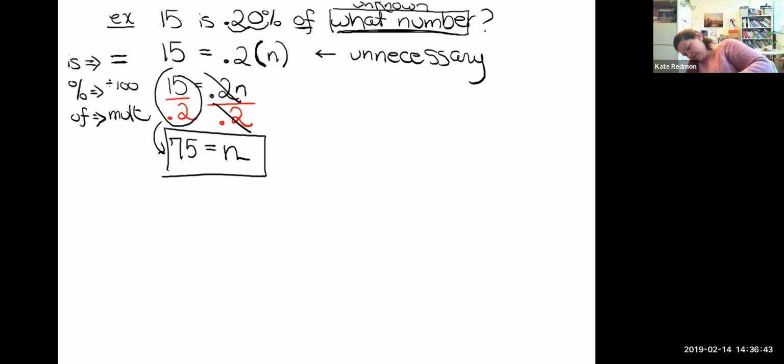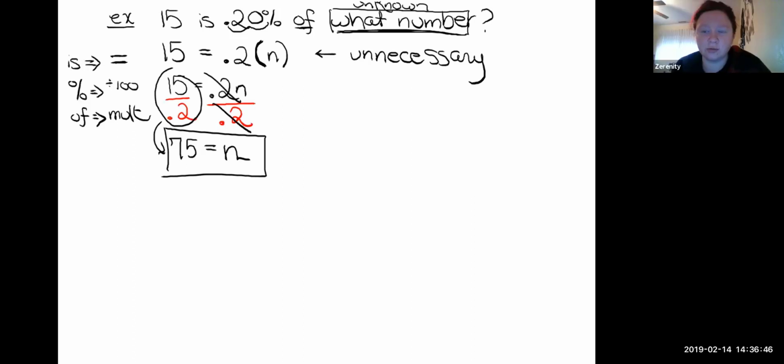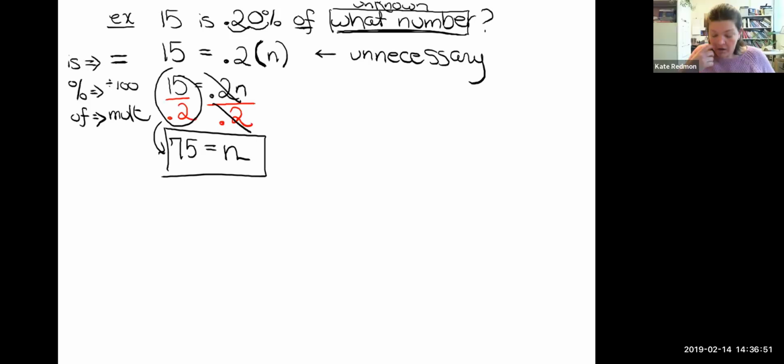Does that make sense? Okay, so the 0.2, does it move or is it just automatically 75? I got 75 from doing this math in my calculator, Serenity. I took 15 and divided by 0.2.